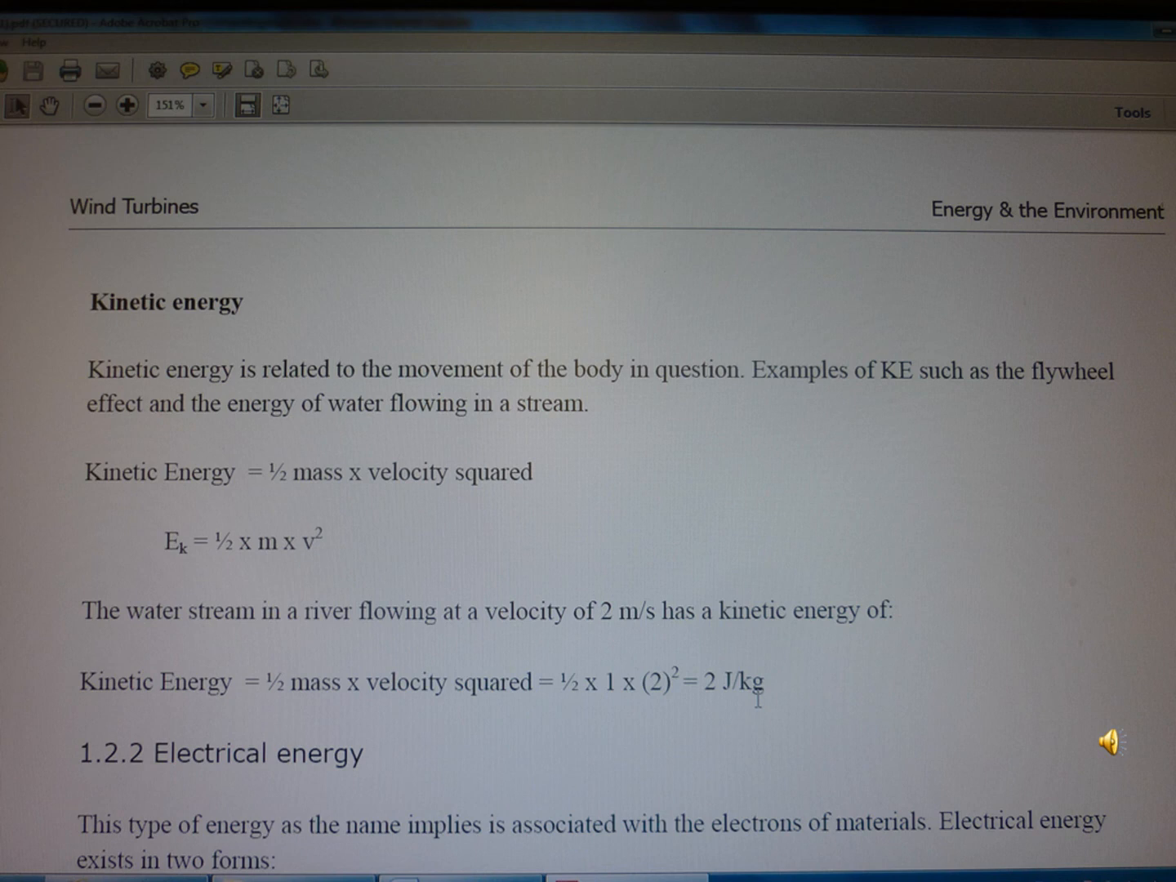Kinetic energy is equal to half multiplied by mass multiplied by V squared. Here, the swing is moving at 2 meters per second, and the mass of the swing is 1 kilogram.